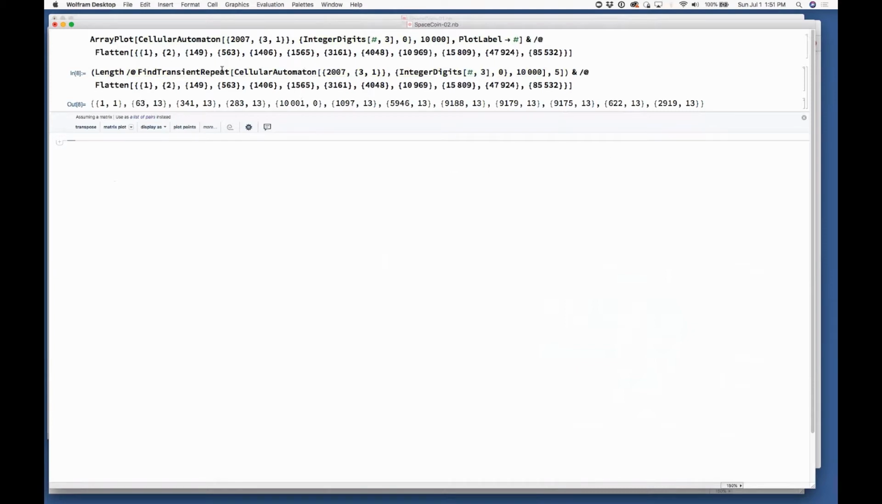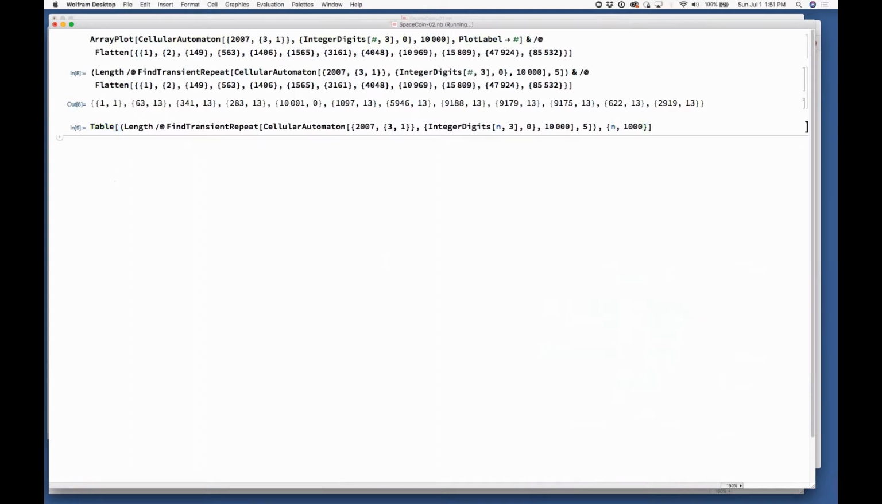So it might be interesting to just go through and look as a function, since this length of find transient repeat thing seems to be working fine, let's just plot essentially the lifespan. So let's say 100 digits of n here. We're going to need 10,000 steps because there are things up there that need it. Let's make a table of those for n up to 1,000. This is kind of a small computer, but let's see what we get. Hopefully this gives us the lifespans.